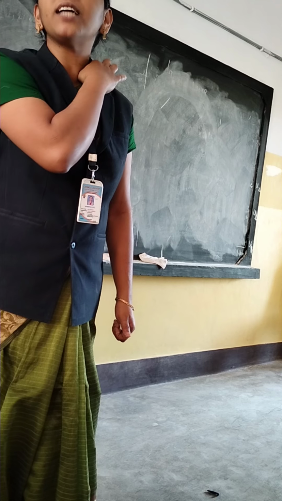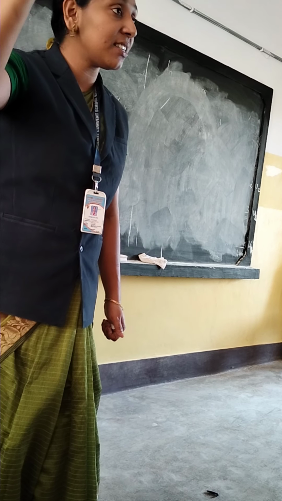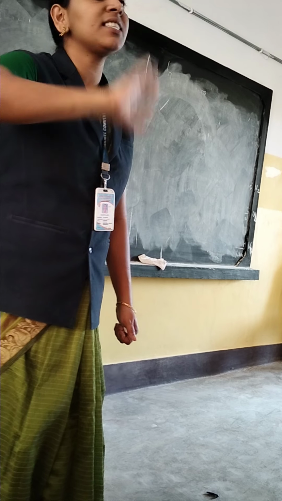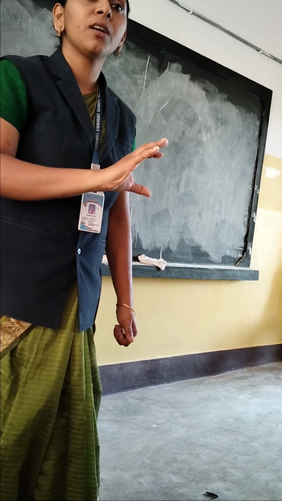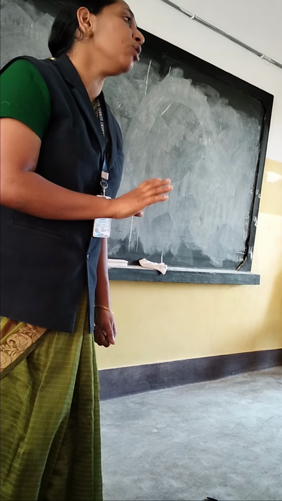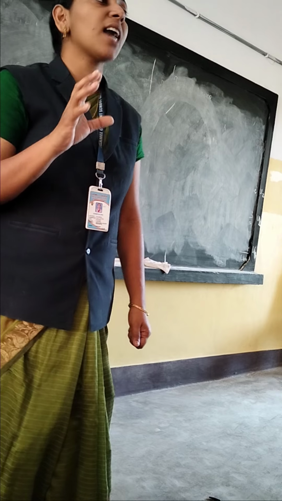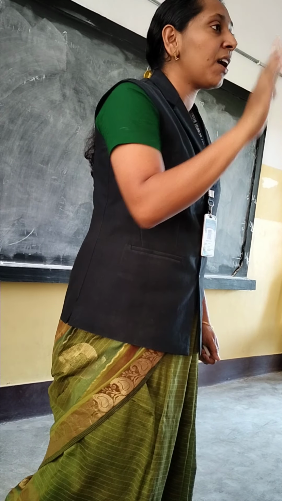We have to apply the force on a body. First one, change the shape and size. Change its direction and change its state. Change of state means motion will become rest, rest will become movable. So it will change its state. Clear everyone? So these are the effects when a force is applied on a body.